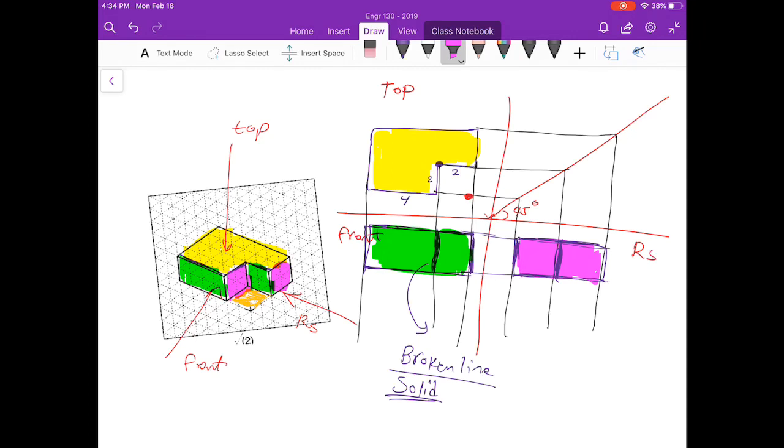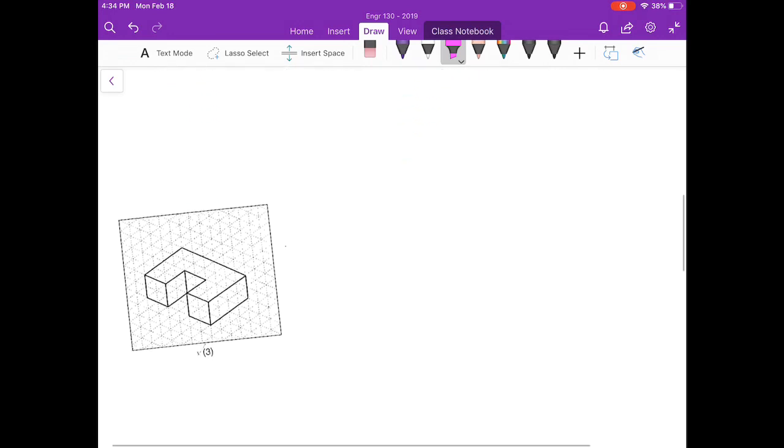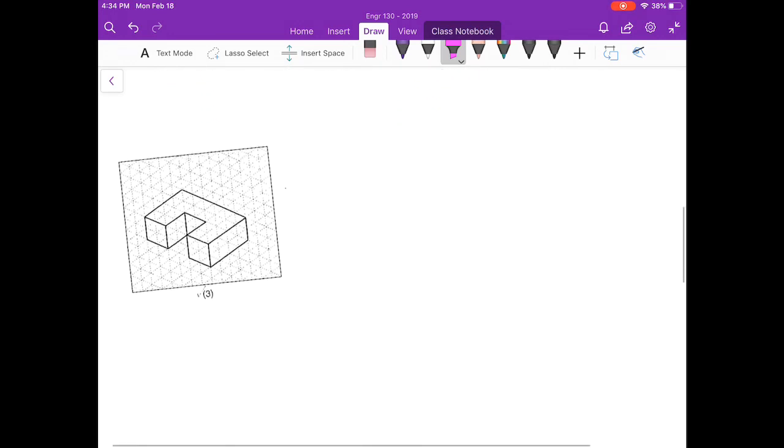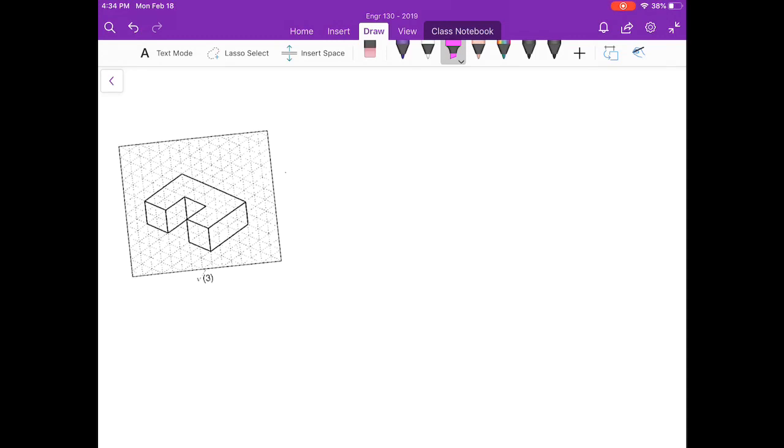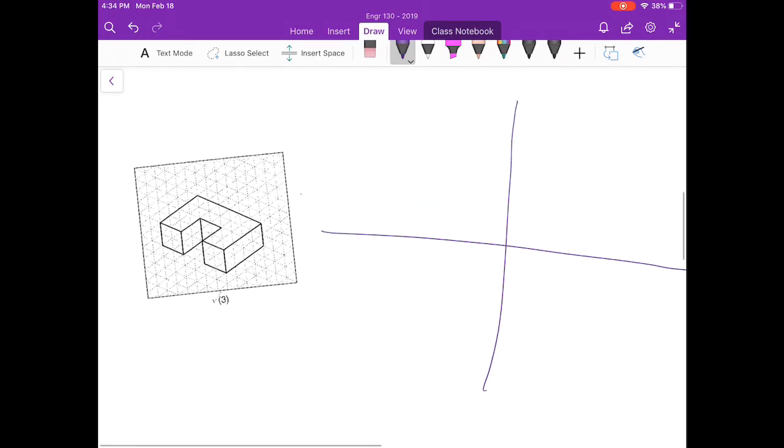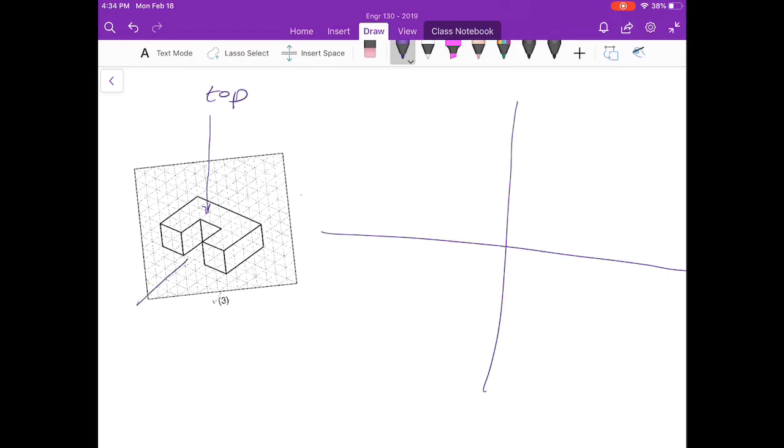So let's look at a little bit more complex example. In this more complex example, I have an object that looks like this. Let's divide the area into 4 pieces. And then I'm going to look into this object from different views. The top view would be looking from here down, that's top. Sorry, this is going to be the front, and the right side would be down here.